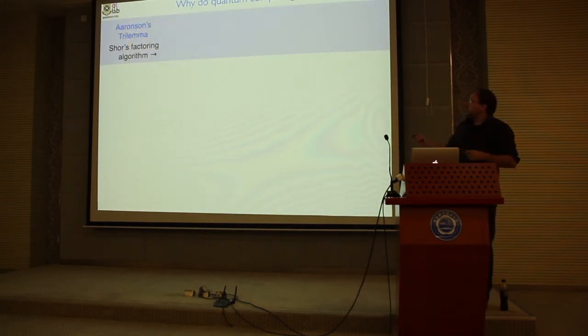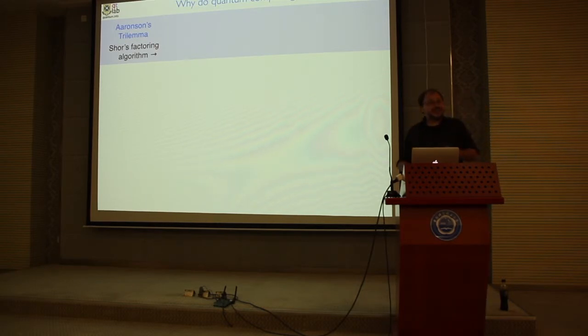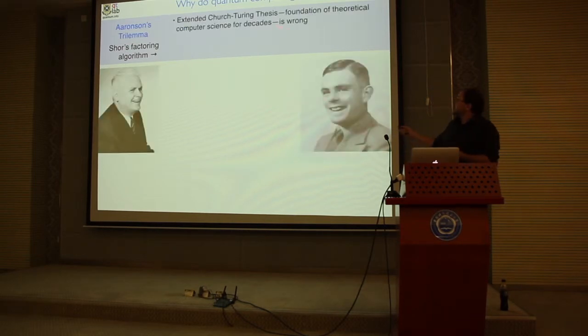If you go and read Scott Aaronson's thesis from 10 years ago, it's very readable, surprisingly, for a work by a computer scientist. But in it, he introduces a trilemma, which I'm going to call Aaronson's trilemma. And he points out that just because Shor's factoring algorithm exists, not because it's been demonstrated in any significant way, just the fact that it exists, means one of three things must be true. The first thing is that the extended Church-Turing thesis, which is the foundation of modern computer science, is wrong.